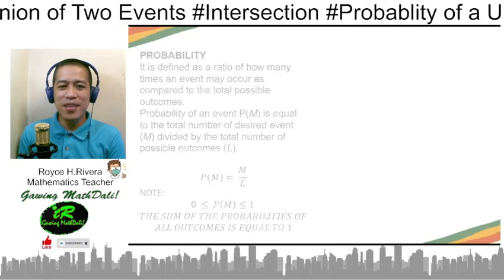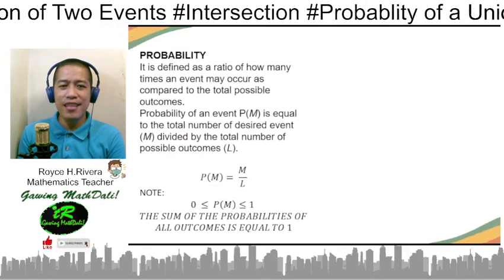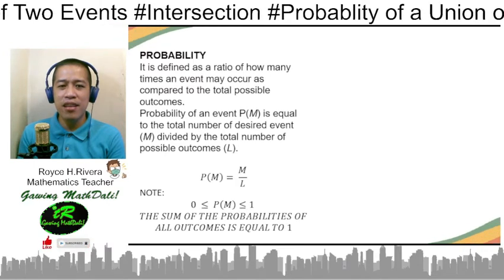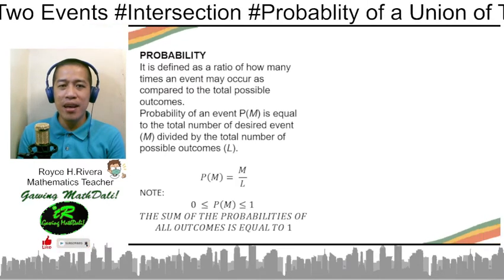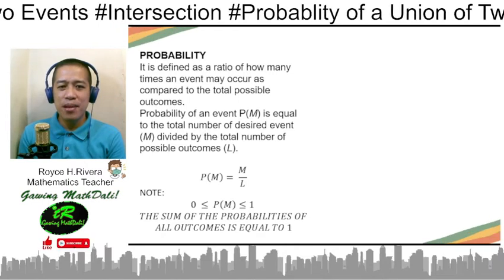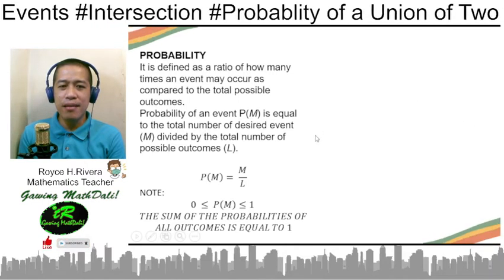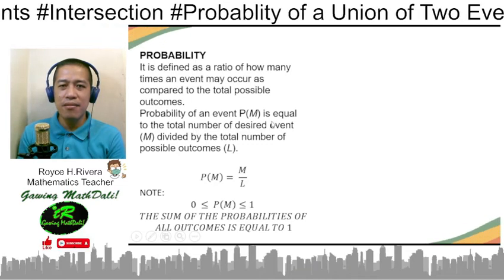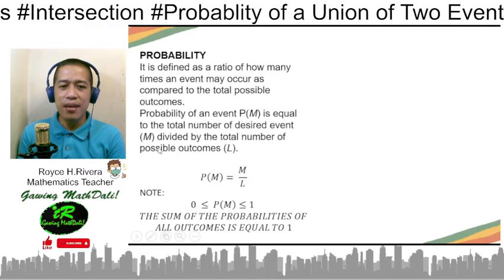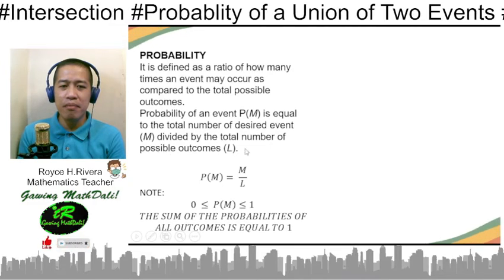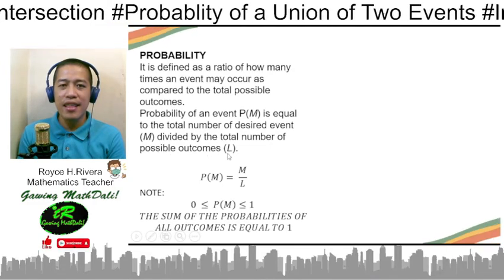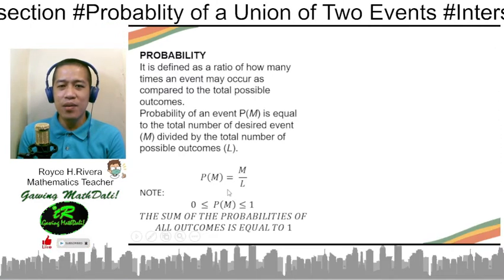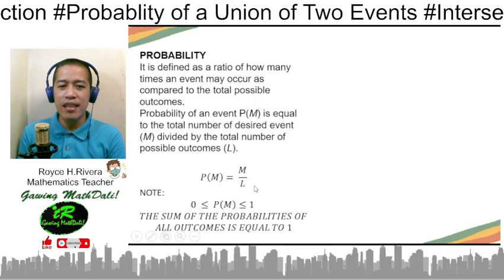By definition, probability is defined as a ratio of how many times an event may occur as compared to the total possible outcomes. Probability of an event P of M is equal to the total number of desired event M divided by the total number of possible outcomes L. Thus, we have the equation P of M is equal to M over L.